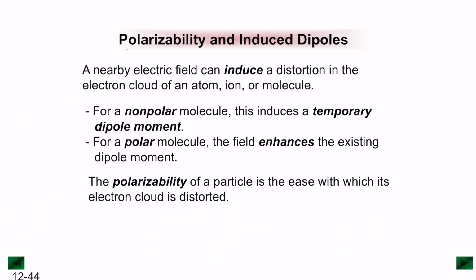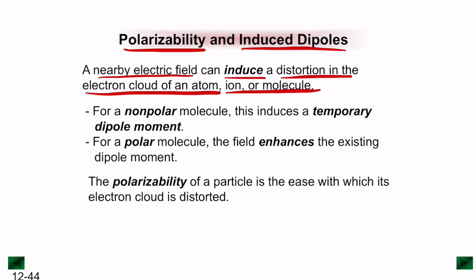Next, let's talk about polarizability and induced dipole. So what's an induced dipole? Remember, the term dipole generally comes from the fact that it's a polar molecule. Now, when you have a polar molecule nearby, which generally creates an electric field, it can induce a distortion in the electron cloud of an atom or ion of the molecule.